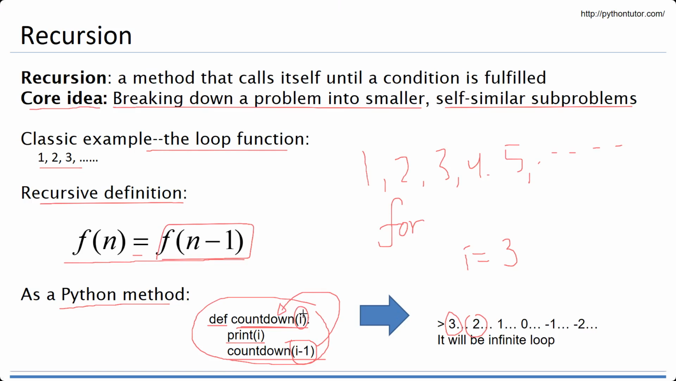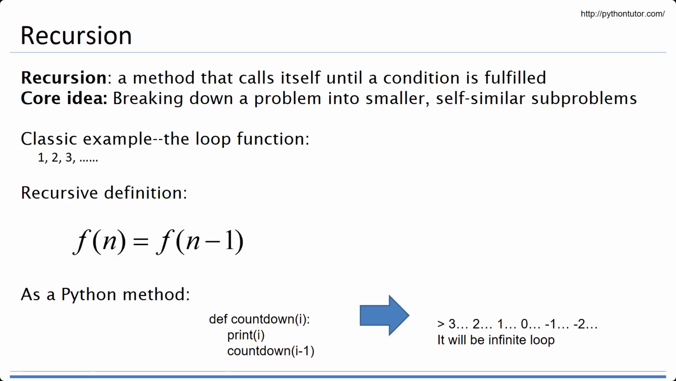It becomes 2, and we will print 2. And then 2 minus 1, then I will go to 1. Then I will print 1. And then 1 minus 1, I will print 0. And then go back again here. Now it becomes minus 1 and so on. So it will be an infinite loop.